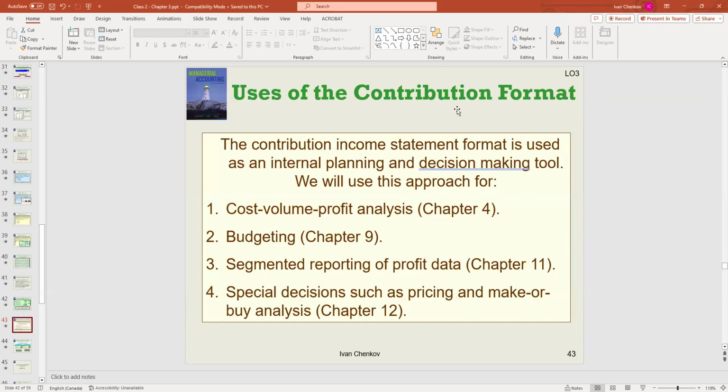Why do we need that contribution format statement? Again, for decision making, for management decision purposes, first. Second, how are we going to use it? We're going to use it next time in chapter 4 for the cost volume profit analysis. We're going to use it in chapter 9 for the budgeting. Then in chapter 11, we're going to do some segment reporting. And in chapter 12, we're going to use it for decision making.